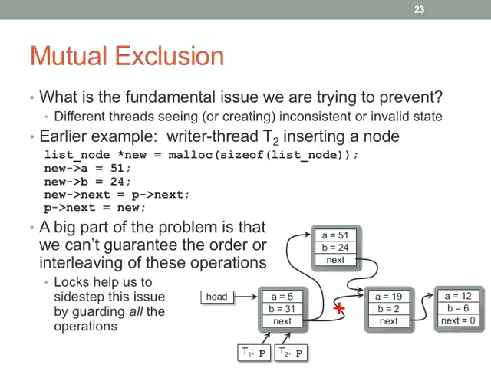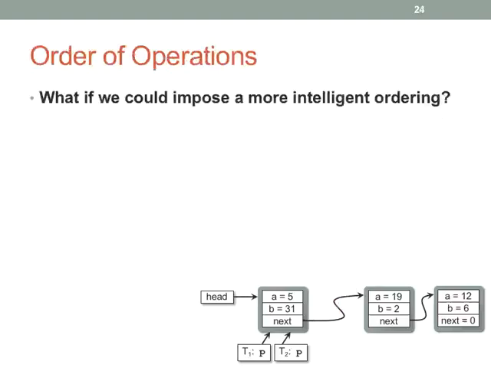it's become visible. Okay? So, like I say, locks are helpful only in that they guard all the state changes so that we don't have to worry about ordering issues. That's why we like locks, right? Because I manipulate things and I guard my change so that nobody can see it until the manipulation is complete. So you have situations like that. Okay? So what if we could actually impose a more intelligent ordering?